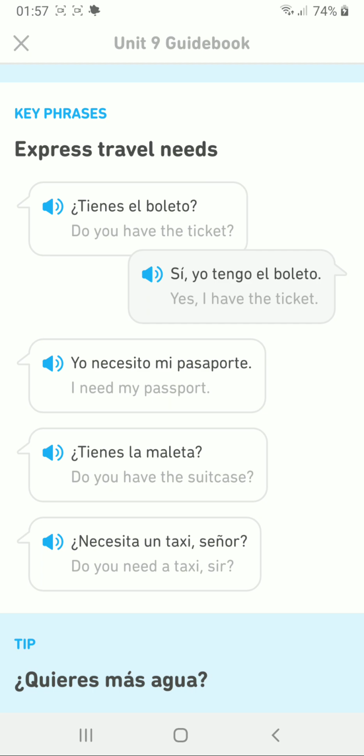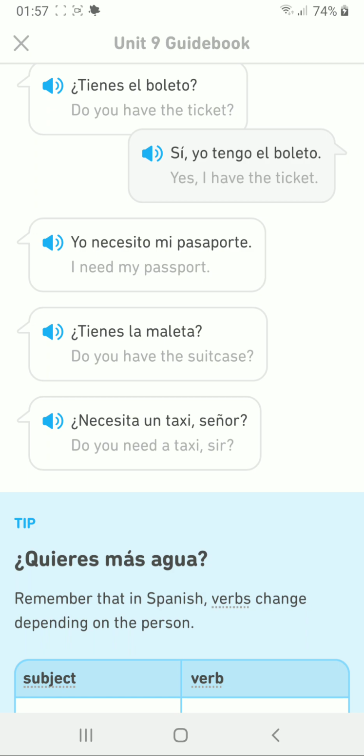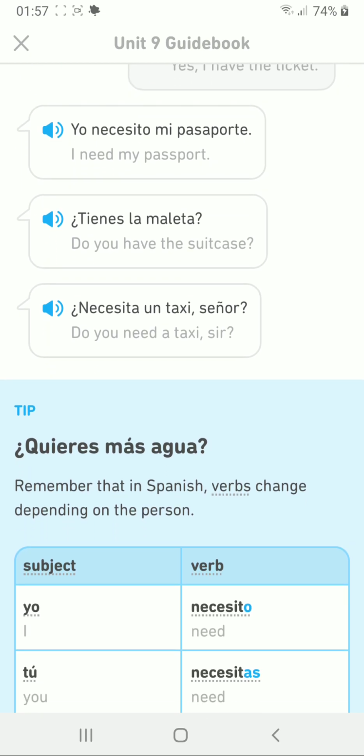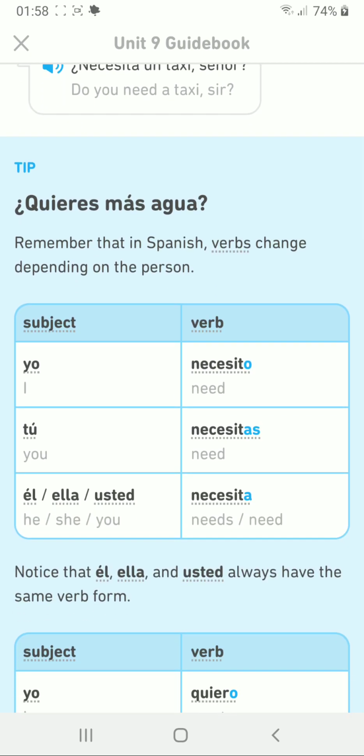Yo necesito mi pasaporte. I need my passport. ¿Tienes la maleta? Do you have the suitcase? Maleta, so that's the word. And ¿necesita un taxi, señor? It's a question. Do you need a taxi, señor? Sir. ¿Quieres más agua? Do you want more water?